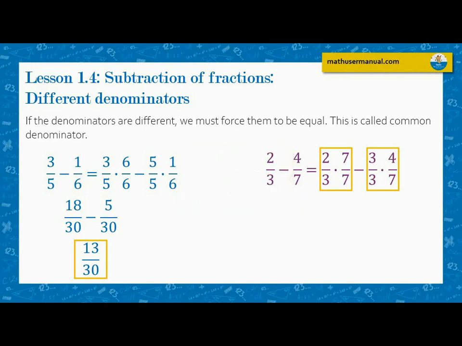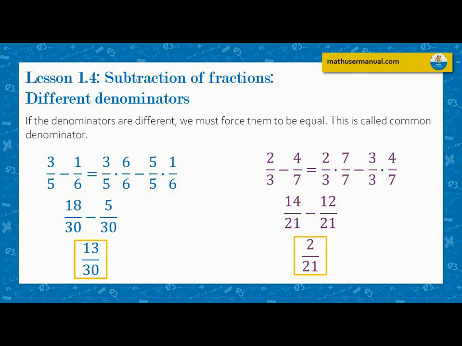horizontally. So after doing the multiplication, we get 14 over 21 minus 12 over 21. Equal denominators, so we can copy the denominator into just one denominator. And finally, subtract the numerators, 14 minus 12. 14 minus 12 equals 2. So the answer to our subtraction, 2 over 21.